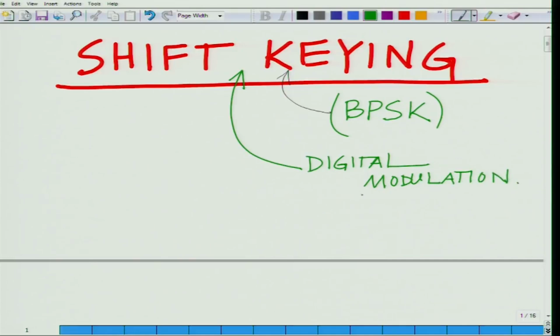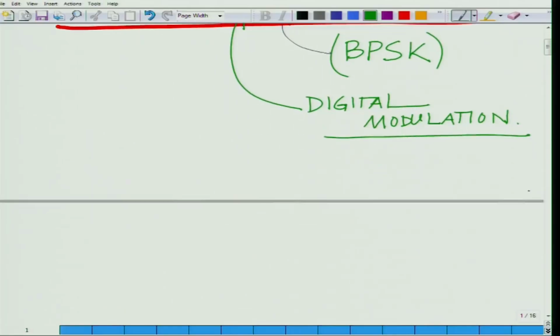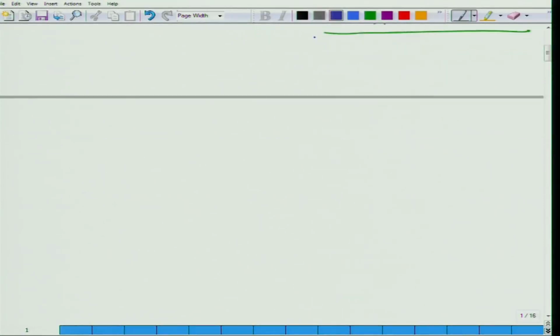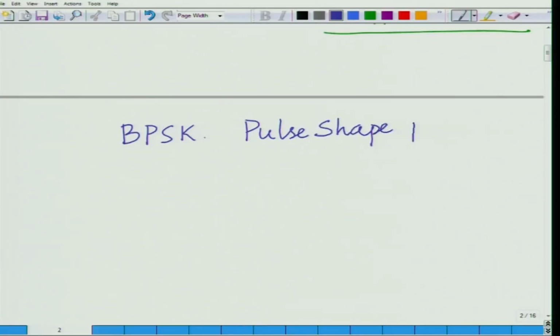As we already described before, similar to analog modulation, in a digital communication system we have digital modulation schemes. Okay. Now, what happens in BPSK, the pulse shape in BPSK, or simply you can call this the pulse. Remember, every digital communication system employs a pulse or a pulse shaping filter.